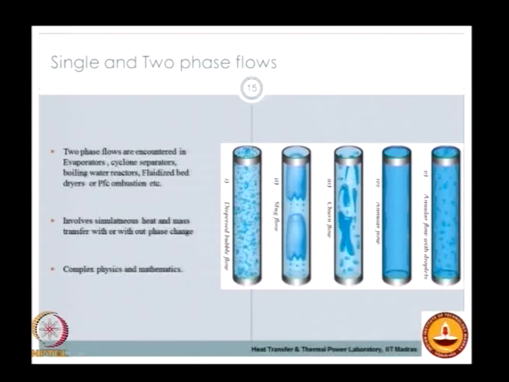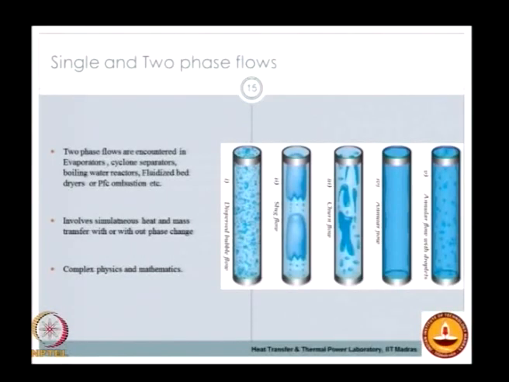Typically you encounter two-phase flows in a variety of places where you have phase change happening, such as in evaporators, condensers, in boiling water reactors, in nuclear power generation, fluidized bed dryers, or fluidized combustion, etc. If you look at adiabatic two-phase flows where you change the flow rates of the vapor or gas and the flow rates of the liquid, you can encounter different regimes of two-phase flows, going from, say, dispersed bubbly flow all the way up to annular flow with droplets.